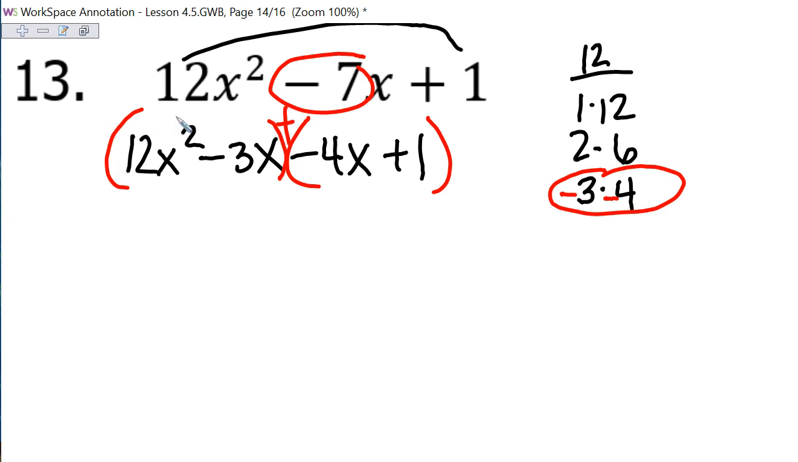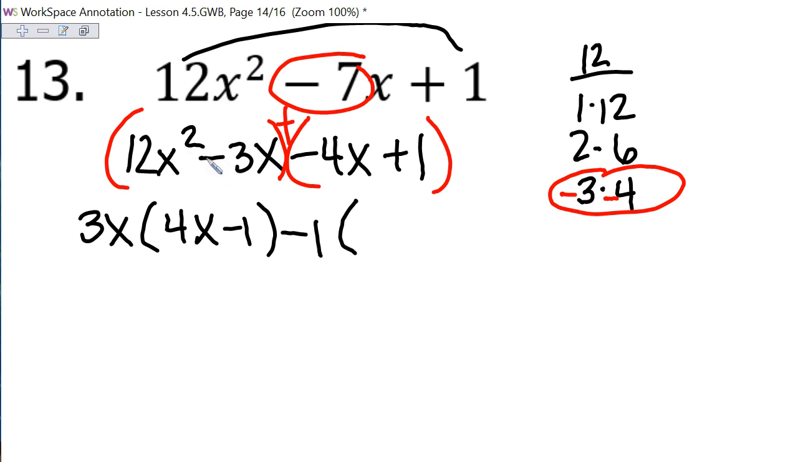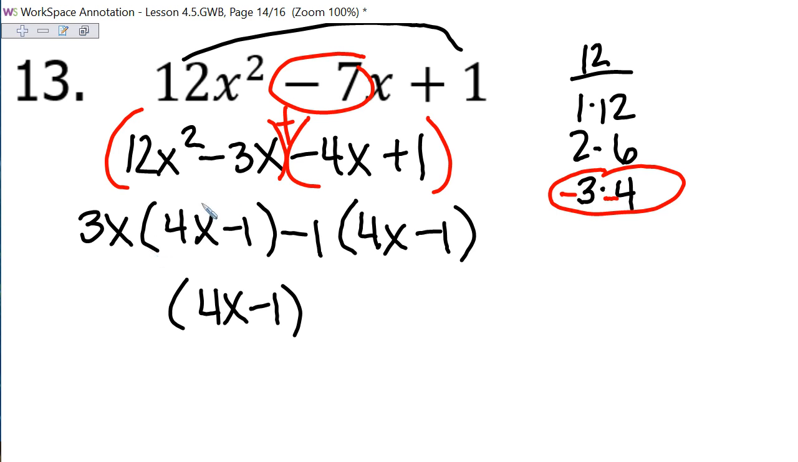So the GCF for the first group would be 3x. Inside the parentheses, we'll have 4x minus 1. The GCF for the second group is a 1, but since the first term in the group is negative, our GCF is -1. And -1 times 4x gives us -4x. And -1 times -1 gives us +1. So the first answer is the common binomial factor of 4x minus 1. The second factor comes from the GCF, which is 3x minus 1.